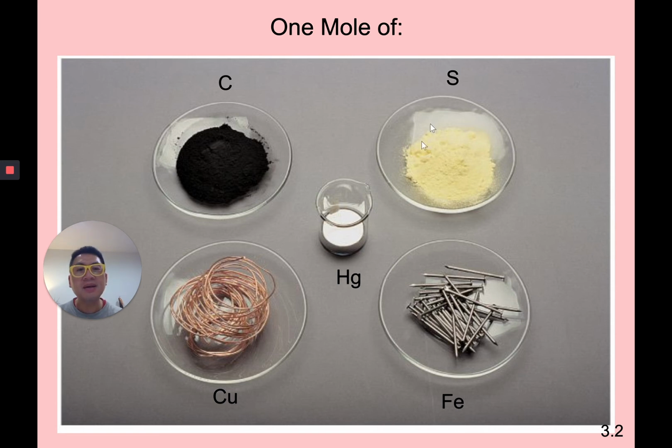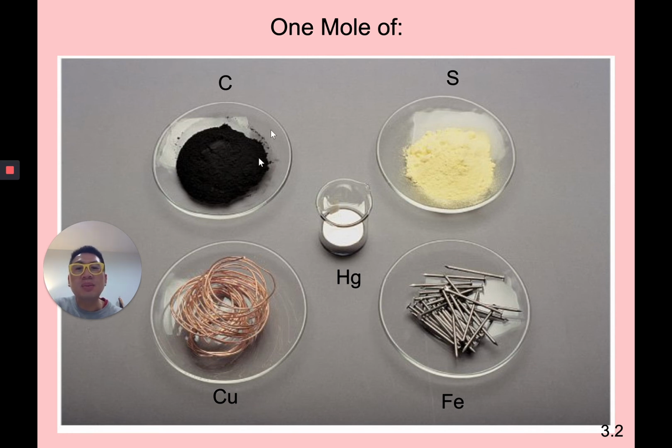What about here? How many atoms are in 1 mole of sulfur? This is a picture of 1 mole of sulfur. You're right. That's also 6.022 times 10 to the 23rd. In fact, they're all 6.022 times 10 to the 23rd. This is 6.022 times 10 to the 23rd mercury atoms. This is 6.022 times 10 to the 23rd copper atoms. So they have an equal number of atoms. What they don't have equal is the weight.